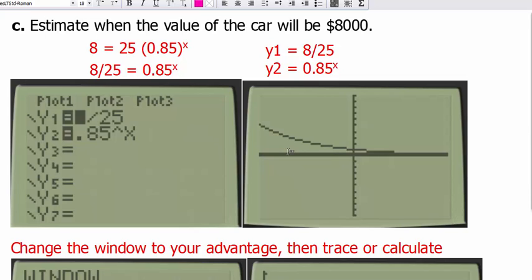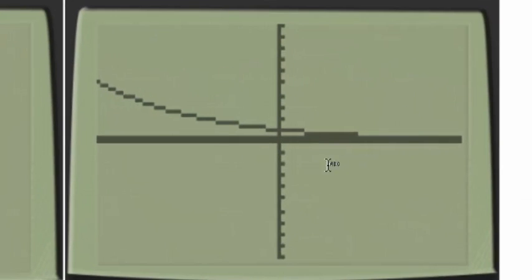remember that we do have graphing technology and we can use it. So if we take a look at plugging in our equations, and there's an 8 hiding in the cursor here, we can plug in our 2 equations, 8 divided by 25 and 0.85 to the power x. And if we just graph those in a standard window, I'm not sure what I'm seeing.